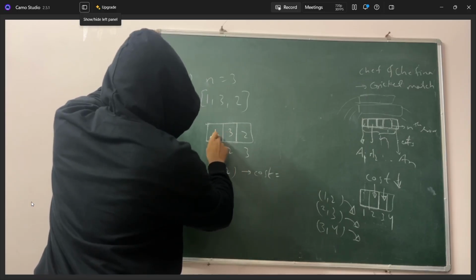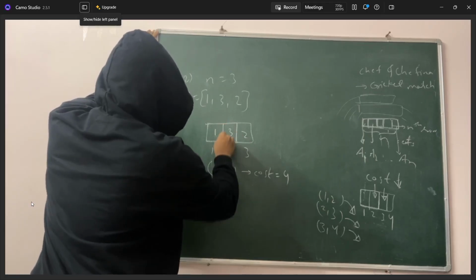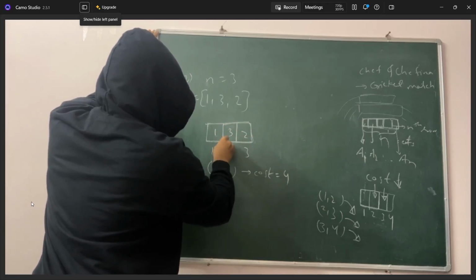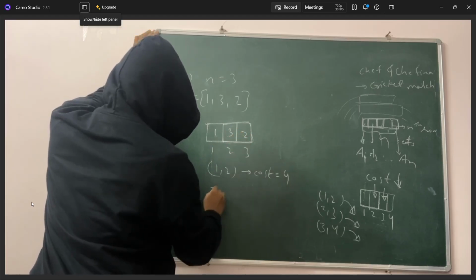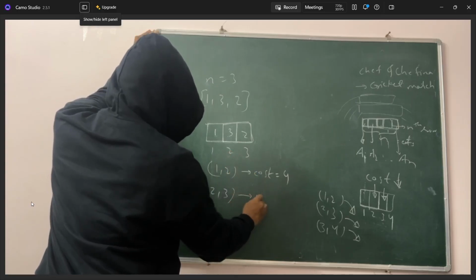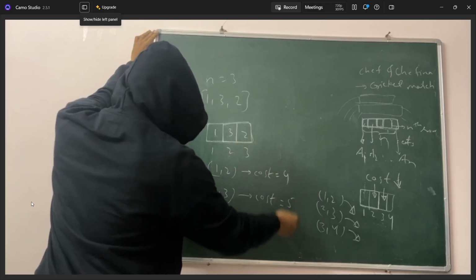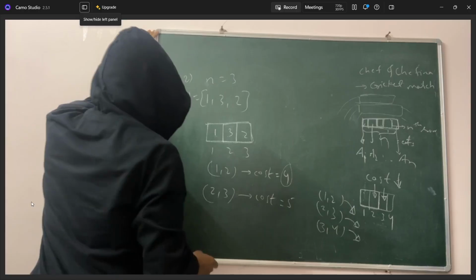you have to add this. Okay, it is 4. Now the other possibility is that they can sit here, right? These two places. So the cost of position 2 and 3 is going to be 3 plus 2, which is 5. So the minimum among these two is 4. So 4 is the answer.